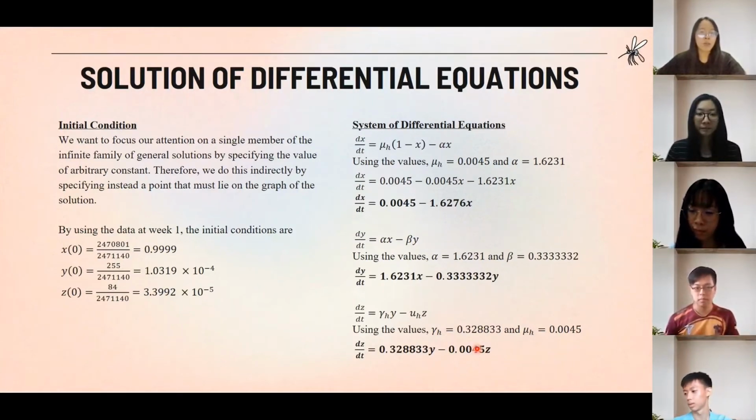By using the data at week 1, the initial conditions are x when t is equal to 0 is equal to 0.9999, y when t is equal to 0 is equal to 1.0319 times 10 to the power of negative 4, and z when t is equal to 0 is equal to 3.3992 times 10 to the power of negative 5. While for systems of differential equations, after we substitute the parameter values, this is the system of differential equation.